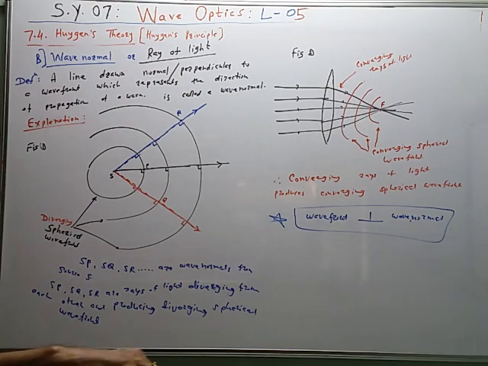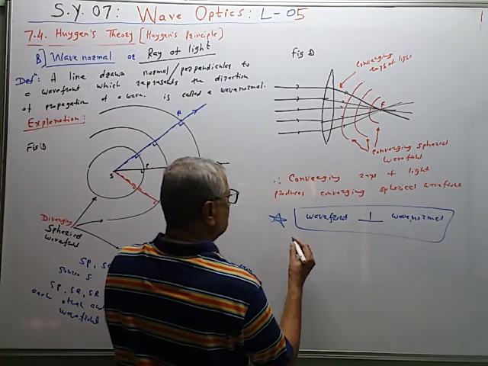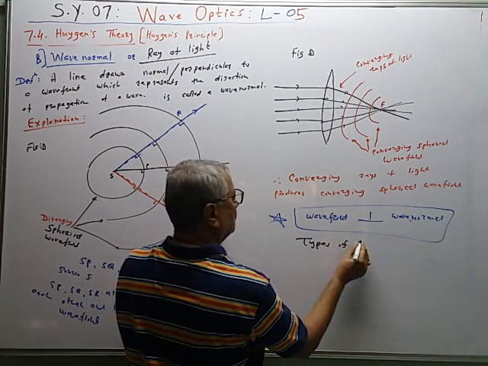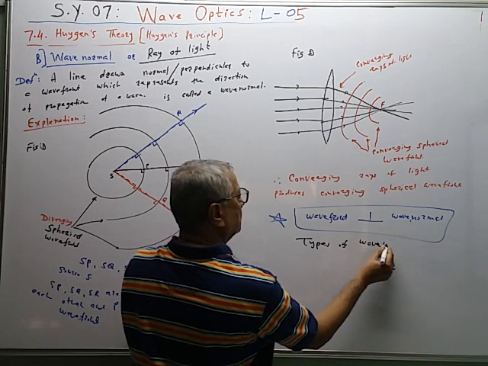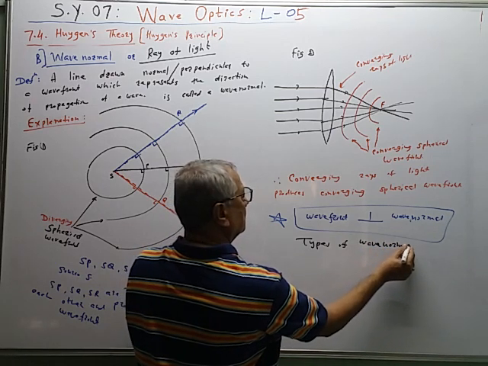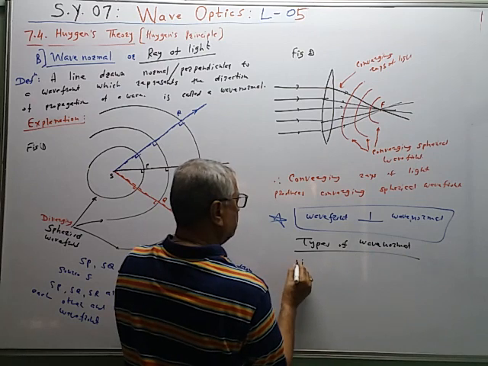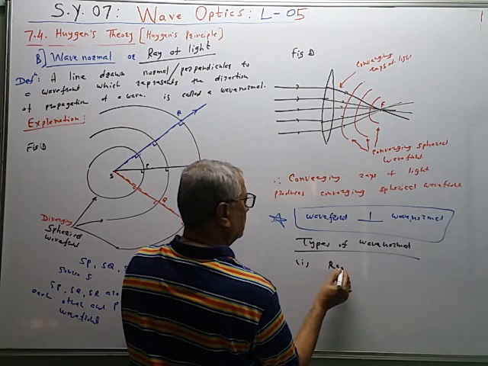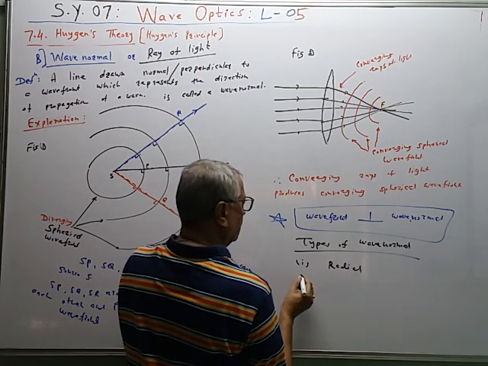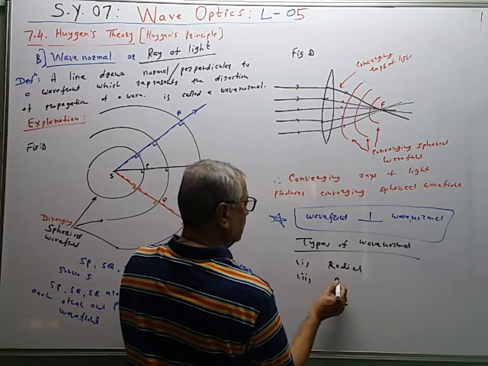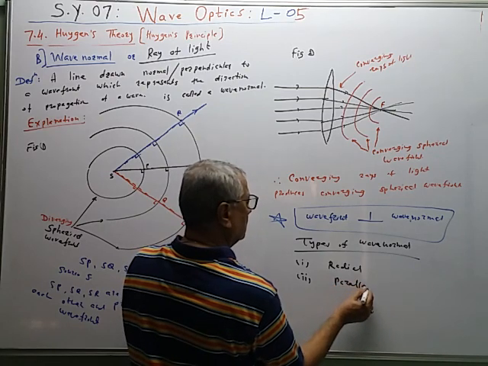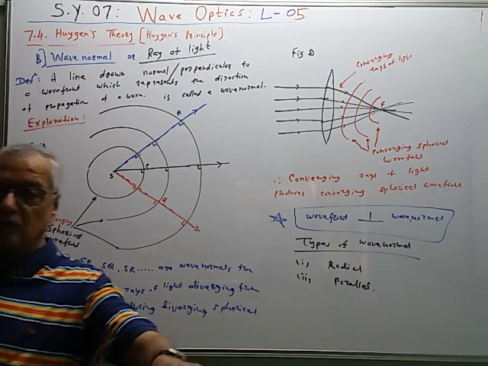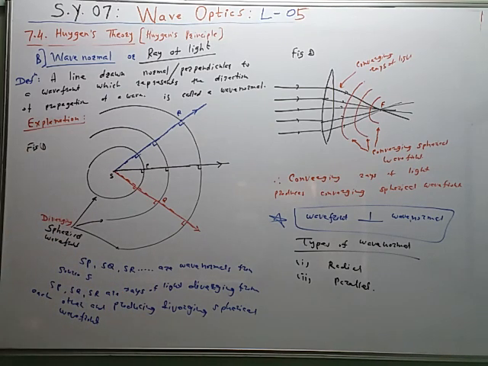There are two types of wave normal. The first type is radial and the second type is parallel. Now how these radial and parallel wave normals are produced, that we have to see separately.